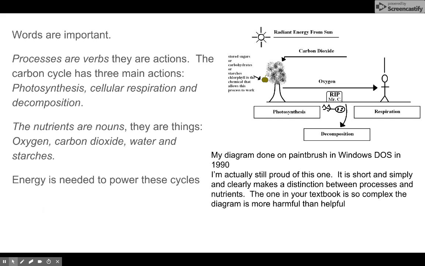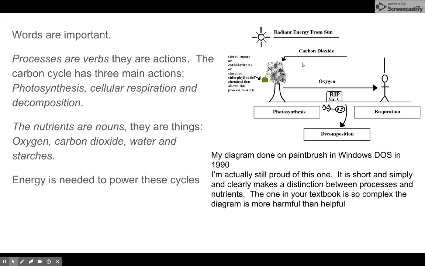Words are very important. Here's my original dorky little drawing I did in like 1990 using a DOS level computer. And what I did was I put the three processes in boxes. So these are the verbs: the process of respiration, decomposition, and photosynthesis, the energy and stored carbs. So make sure you make this distinction.